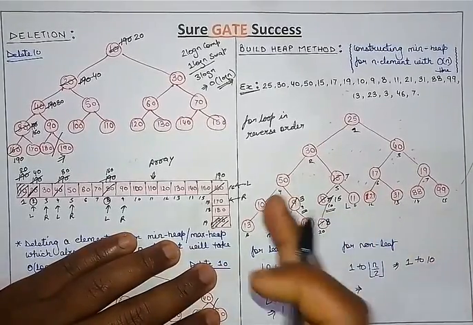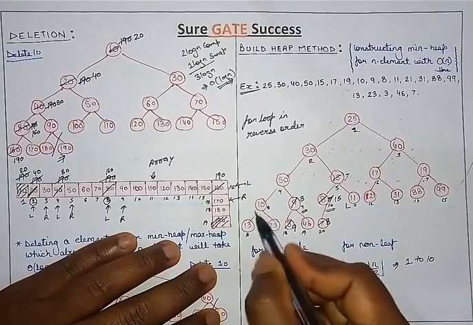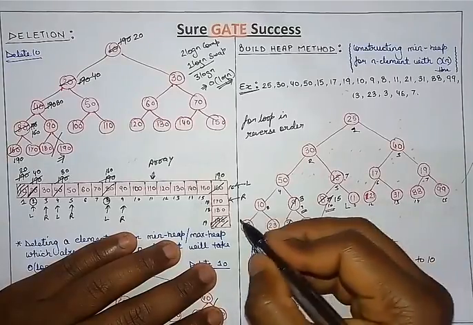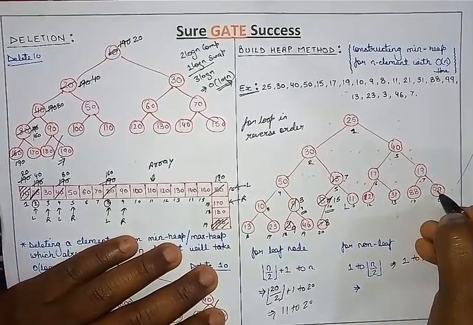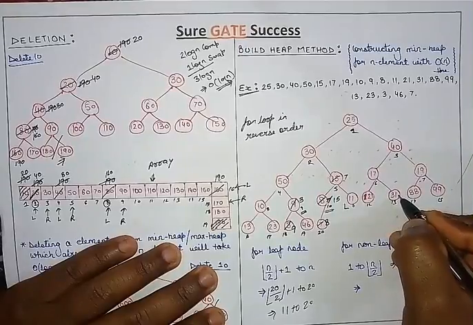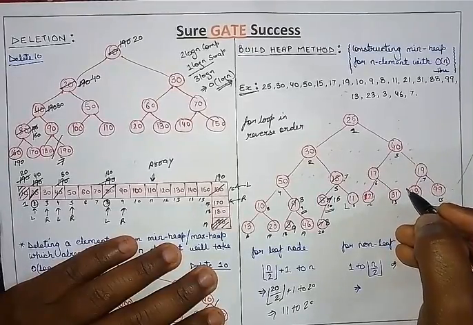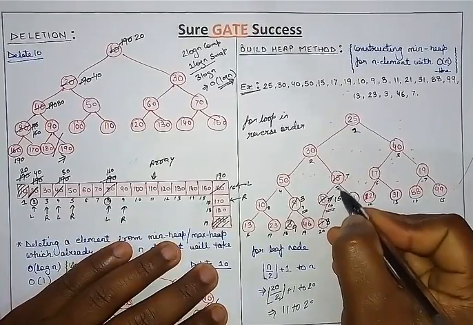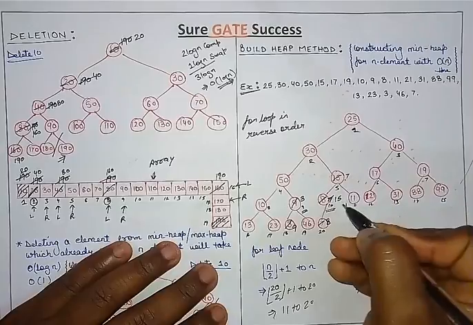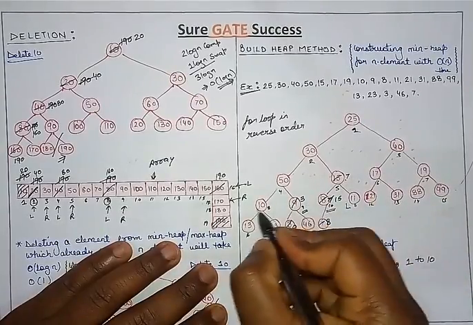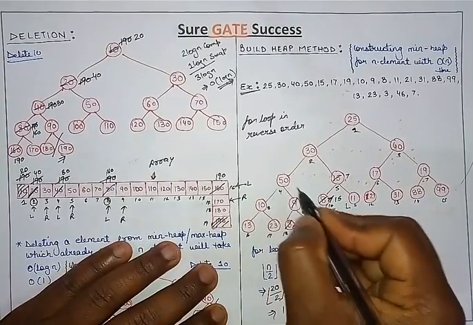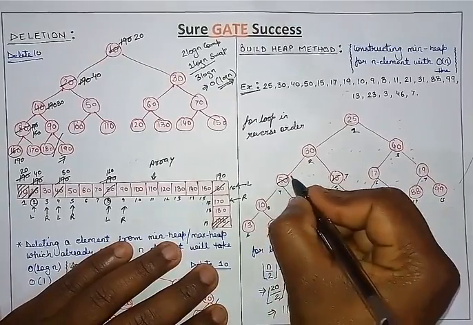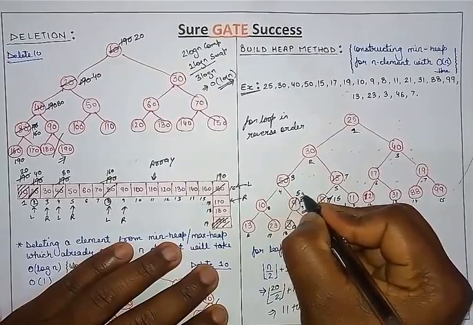Now we apply the same thing on the 8th location. 8 is already in the correct position, the 10th is the smallest one. Now with 7, it is also correct. With 6, it is also correct. Now with 5, the 7 will be replaced with 15. Now we apply with 4. Among these three, 3 will be replaced with 50. So 3 will be here and 50 will be here.